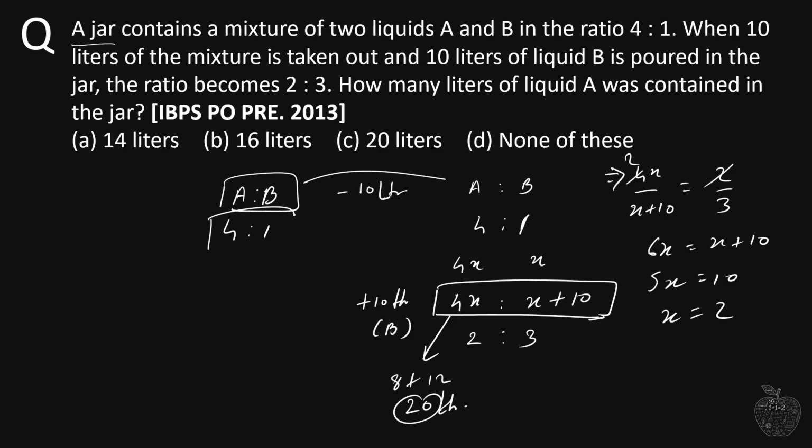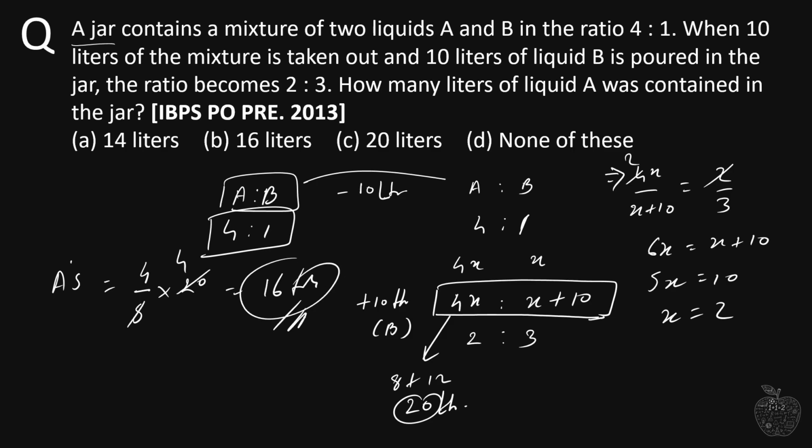Now originally the jar had 20 liters and it was divided in 4:1. So we have learned this in ratios. A's volume here will be the ratio of A divided by the total ratio, which is 4 plus 1, 5, into the total volume, which is 20 liters. So 5 4s are 20, 4 4s are 16, and this is our required answer. So there was 16 liters of A in the jar. So your option B is the correct one.